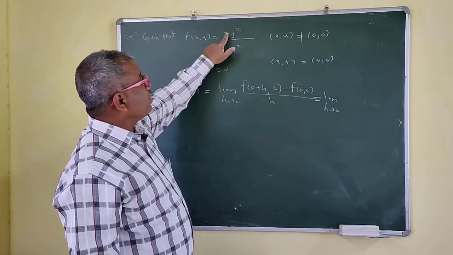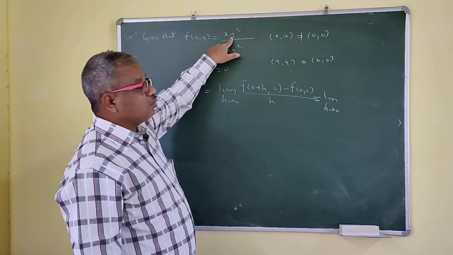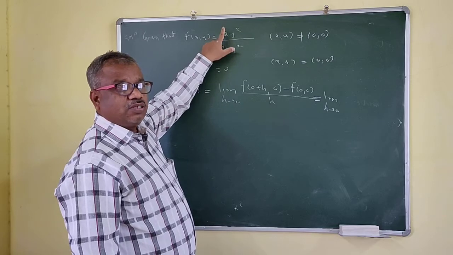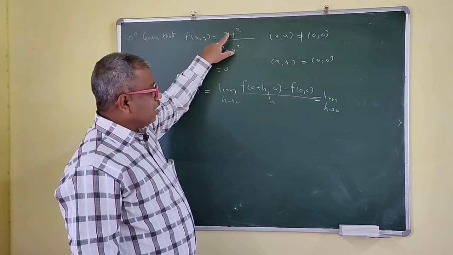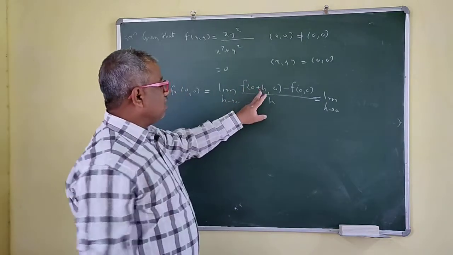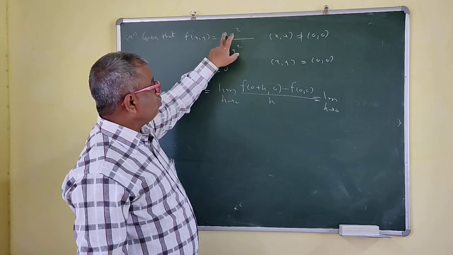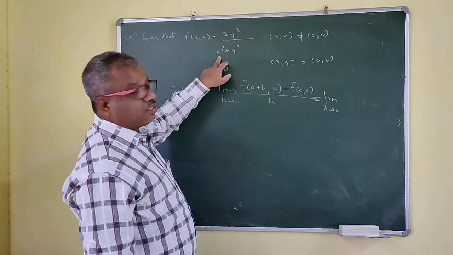If you put x is equal to h and y is equal to 0, the numerator is the product of the function of x and y, x into y squared. That means if x is equal to 0, the numerator is 0. If y is equal to 0, the numerator is again 0. So f of h, 0: we put x as h and y as 0, so we get 0 upon h square.